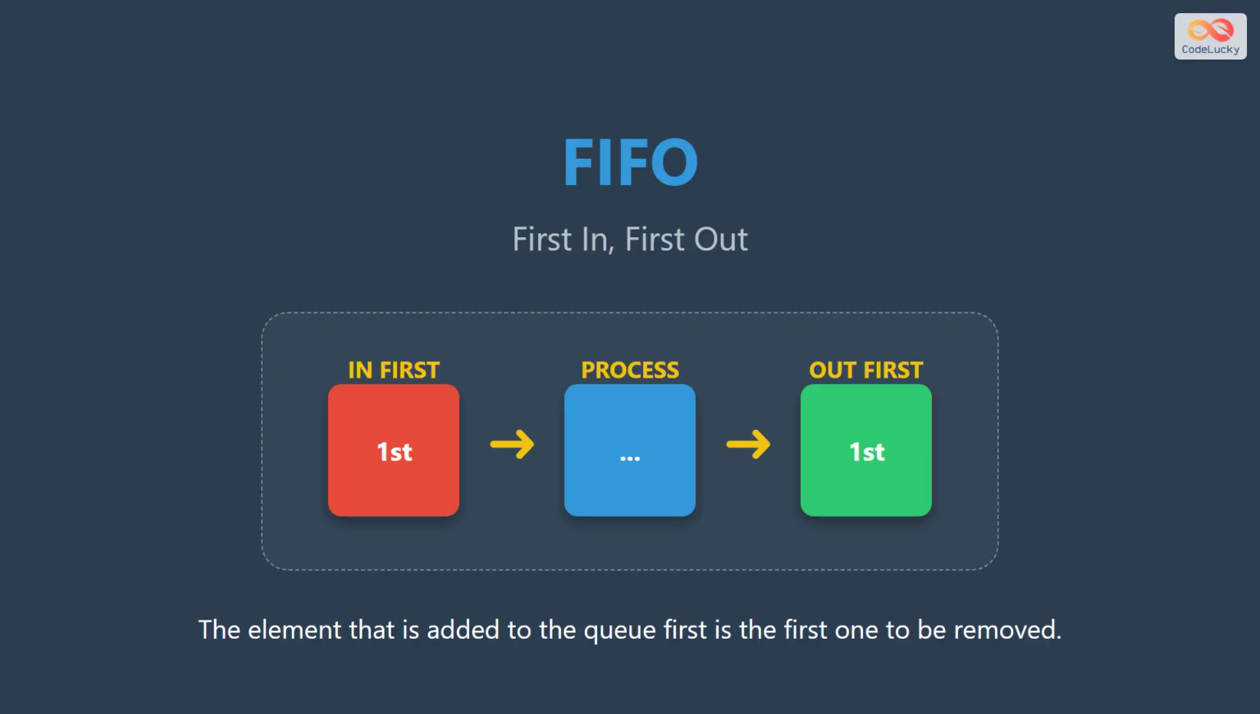The core principle behind a queue is called FIFO. This stands for first in, first out. It simply means that the element added to the queue first will be the first one to be removed. It is a fair system where the longest waiting item gets processed next.